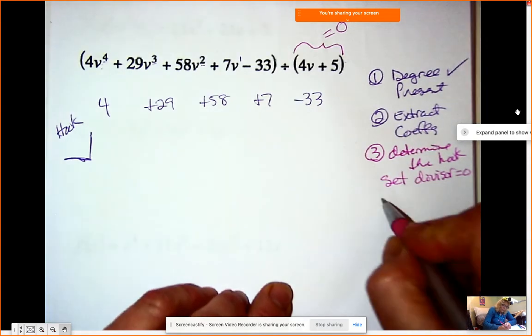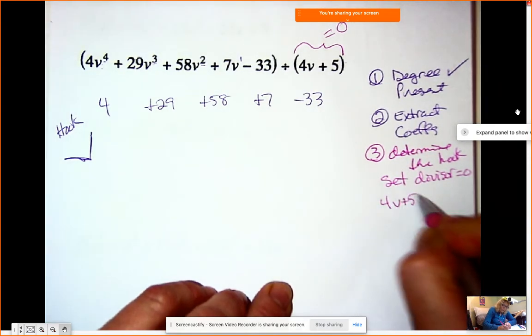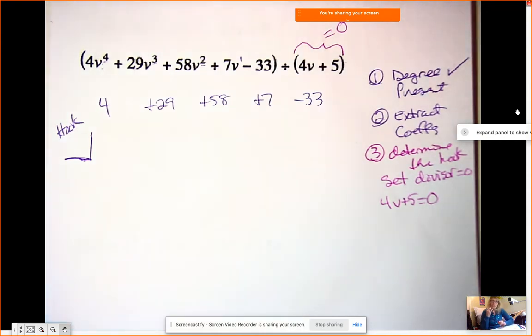So we'll do it over here. 4v plus 5 equals 0, and you help me solve this one. Okay, how do I solve it? So first you want to subtract 5.